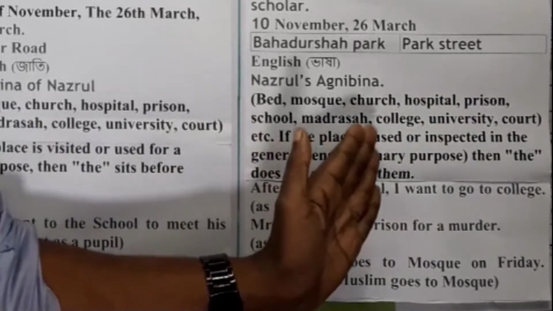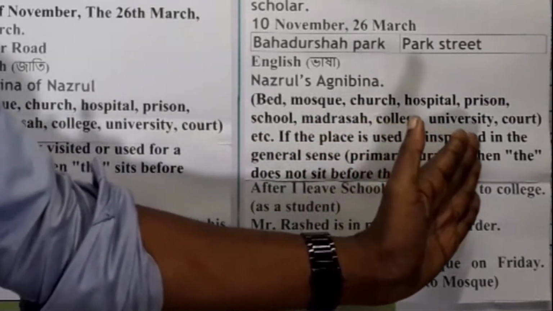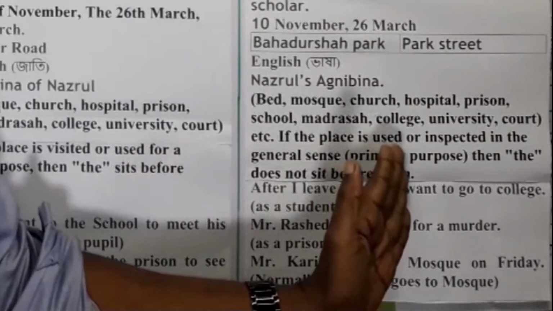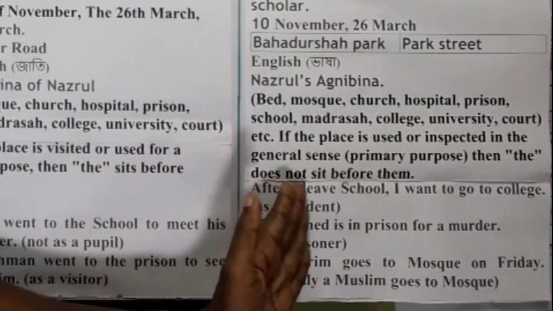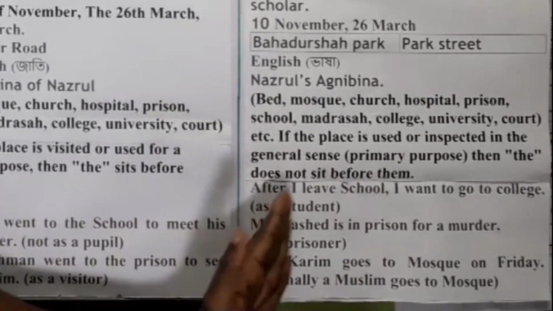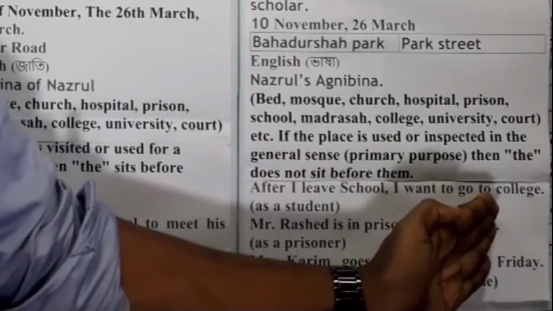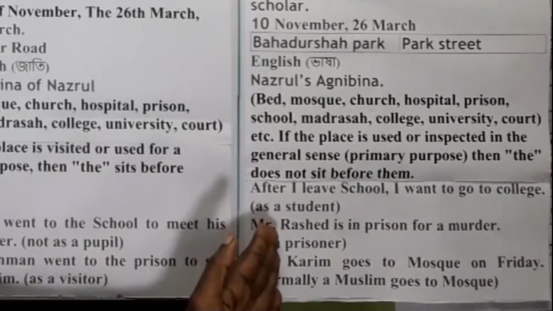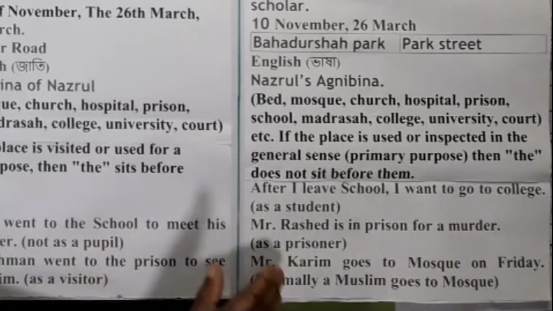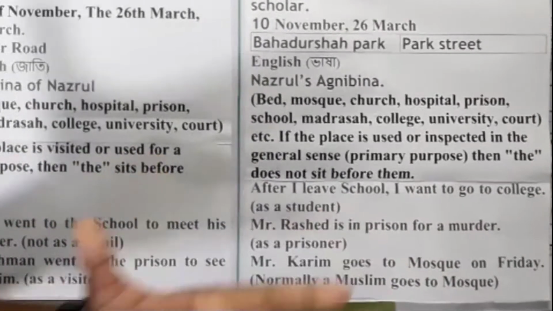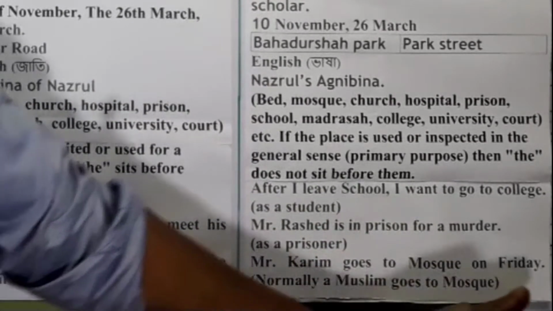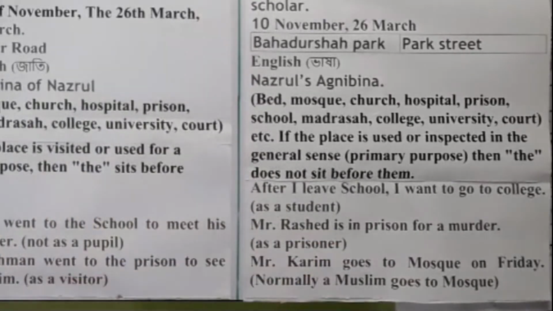If the place is used or visited in the general sense, for its primary purpose, then the does not sit before them. After I leave school, I want to go to college as a student. Mr. Rashid is in prison for a murder, as a prisoner. Mr. Karim goes to mosque on Friday. Normally a Muslim goes to mosque.